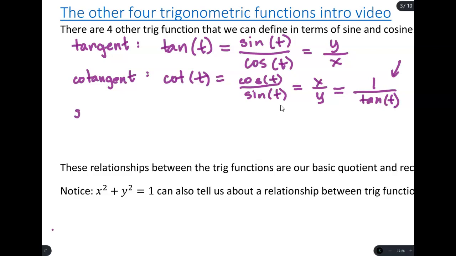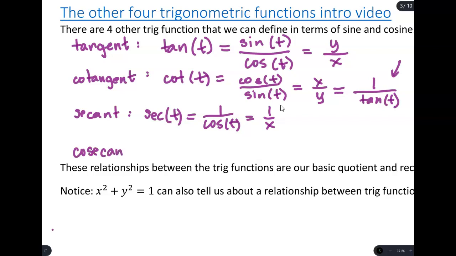Okay, and then the other 2 are secant, which is abbreviated SEC, and it is 1 over cosine t, or on the unit circle, 1 over your x value. And then last one is cosecant, abbreviated CSC. That always seems like kind of a funny one to me. And it is the reciprocal of sine of t, or 1 over y.